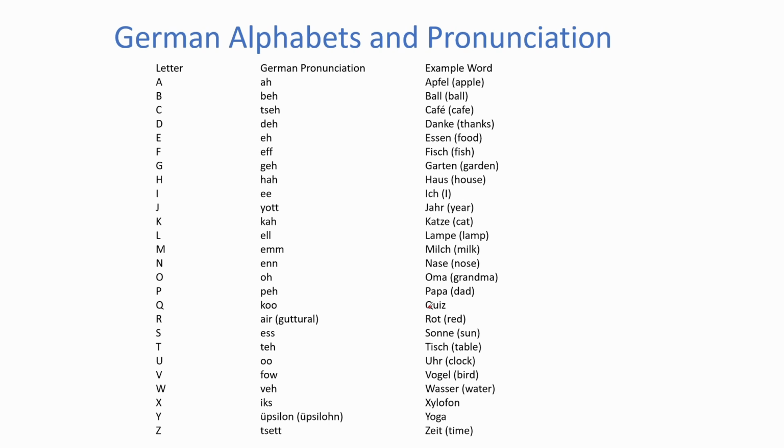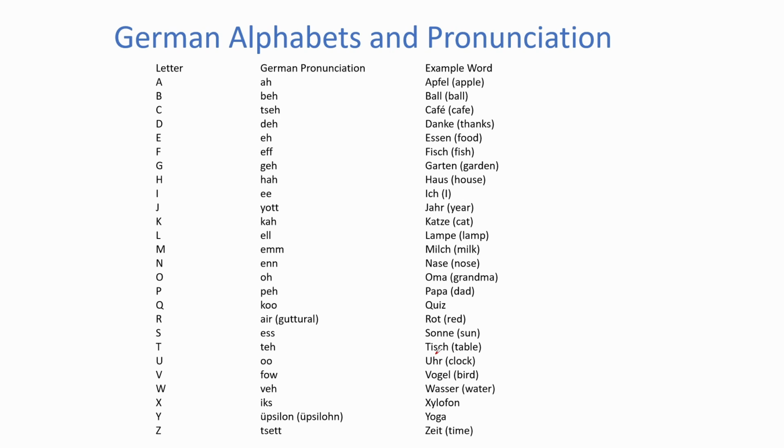Letter Q is pronounced as Ku. For example, Quiz. Letter R is pronounced as R. For example, rot. That means red. Letter S is pronounced as S. For example, Sonne. That means sun.